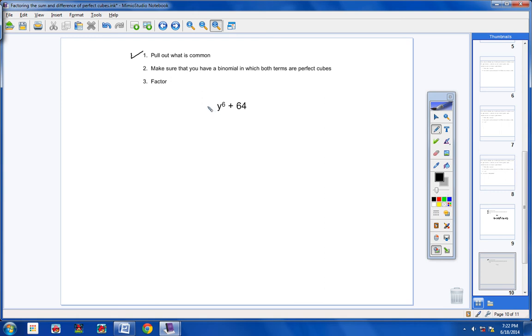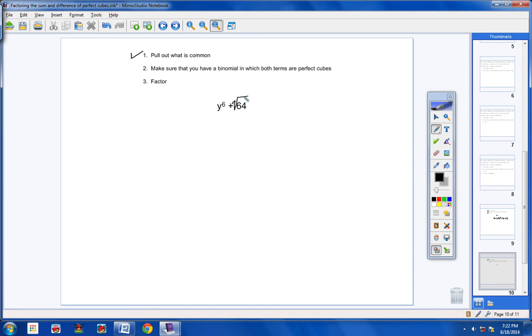Well, let's start with the y to the 6th. Do I know the cubed root of y to the 6th? Well, let me ask you a question. What's y squared times y squared times y squared? Would that not be y to the 6th? Because when you're multiplying like bases, you add the exponents. Y squared times y squared is y to the 4th, and y to the 4th times y squared is y to the 6th. So yes, we know the cubed root of y to the 6th, and the cubed root of y to the 6th is y squared. So yes, y to the 6th is a perfect cube.